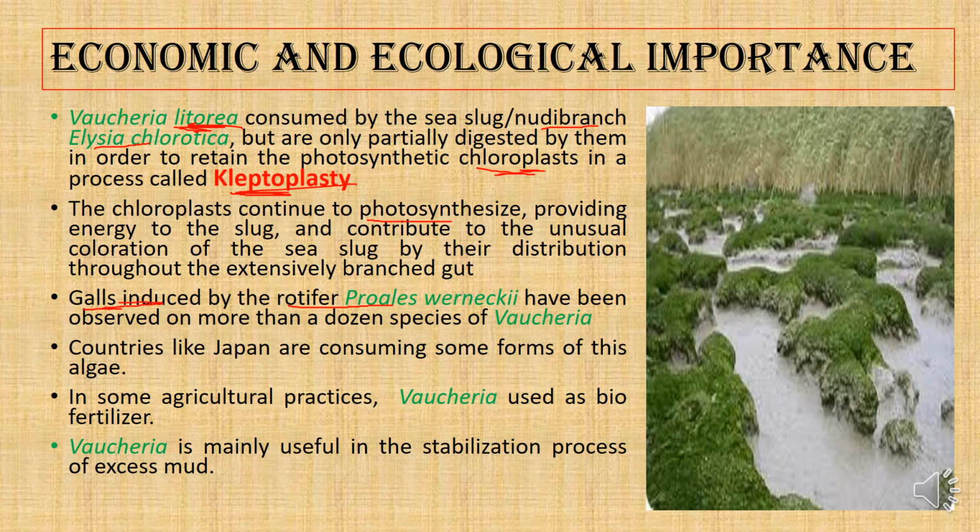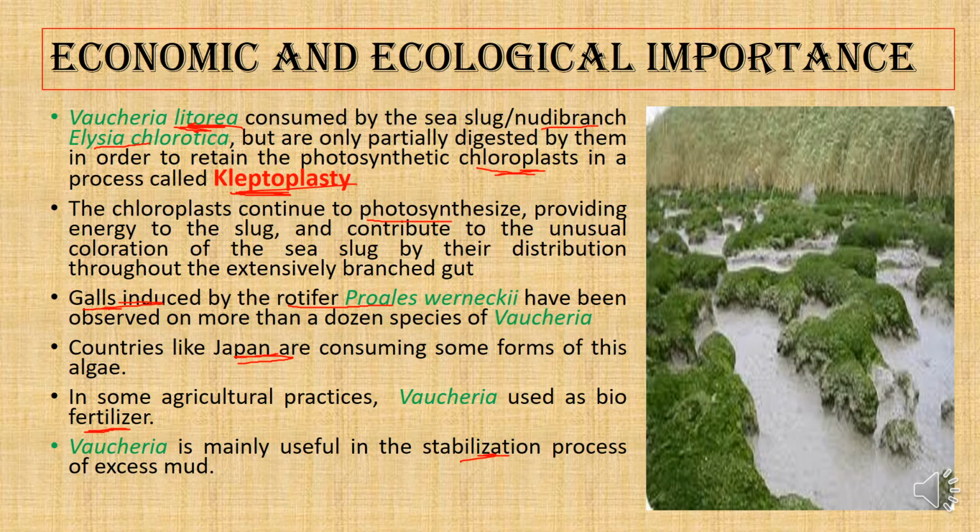So these are the two ecological functions. Economically, Vaucheria is consumed in various types of Japanese dishes, and we know that the people of Southeast Asia consume various types of marine macroalgae as well as microalgae. So Vaucheria is also part of their diet. Apart from food, Vaucheria is also used as a biofertilizer, and it also helps in the stabilization of mud.